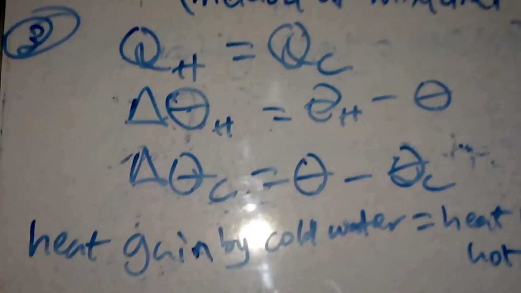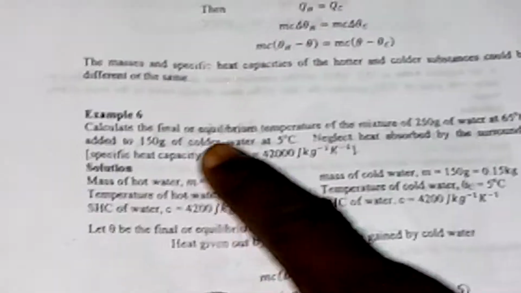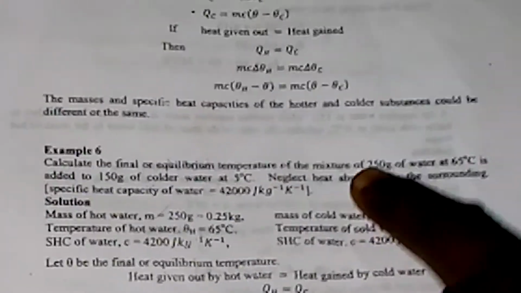Looking at this question: calculate the final or equilibrium temperature of the mixture when 250 grams of hot water at 65 degrees Celsius is added to 150 grams of cold water at 5 degrees Celsius. Neglect heat absorbed by the surroundings. When they are mixed, there will be heat loss to the surroundings, so the question says we should neglect it. So let us solve the question.